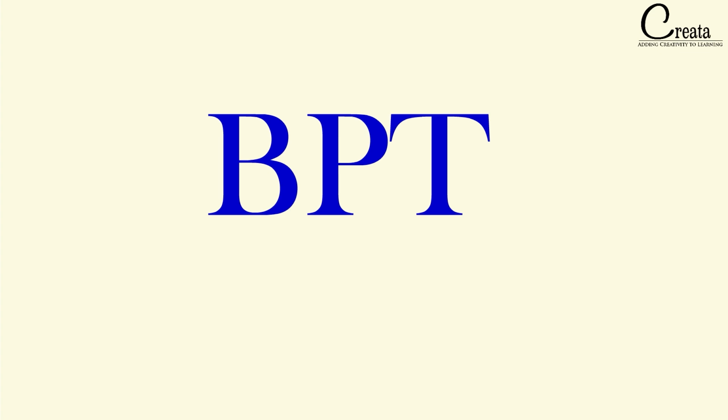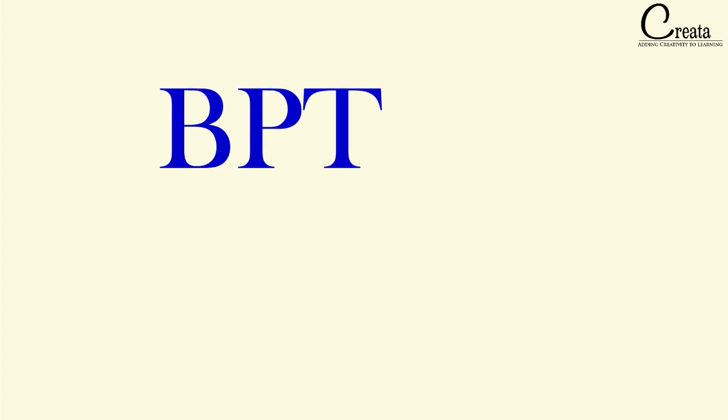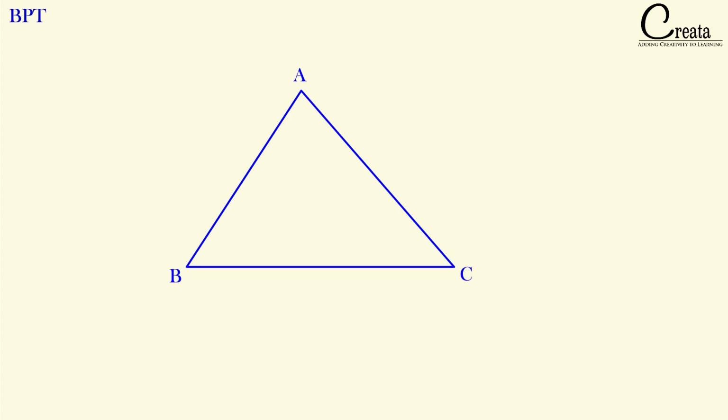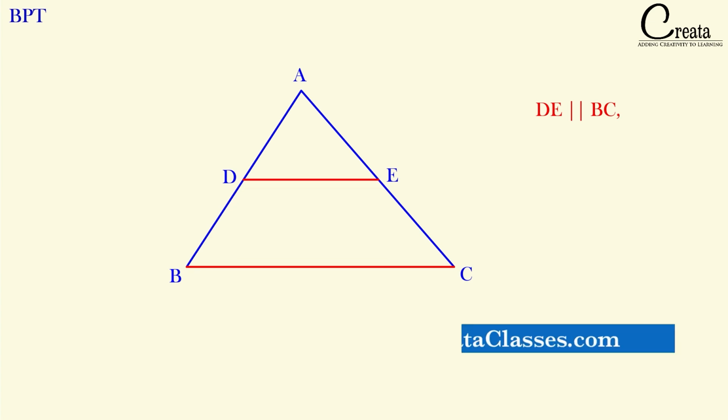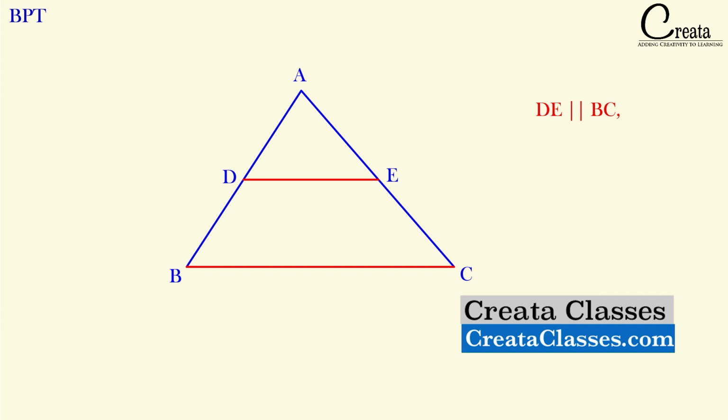Let's move to the next concept, that is the BPT, Basic Proportionality Theorem. Let's understand this concept. Let's have a triangle ABC and let's draw a line DE which is parallel to BC. DE can be anywhere. It can be on the upper side, lower side, on the mid part, anywhere, but it should be parallel to BC. Both of these line segments should be parallel to each other.